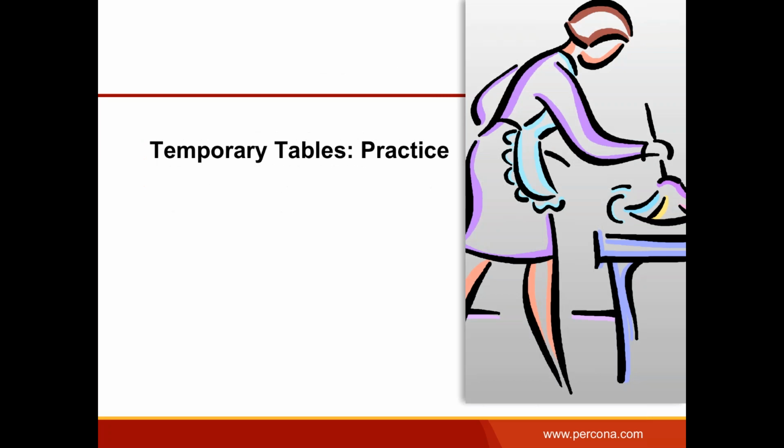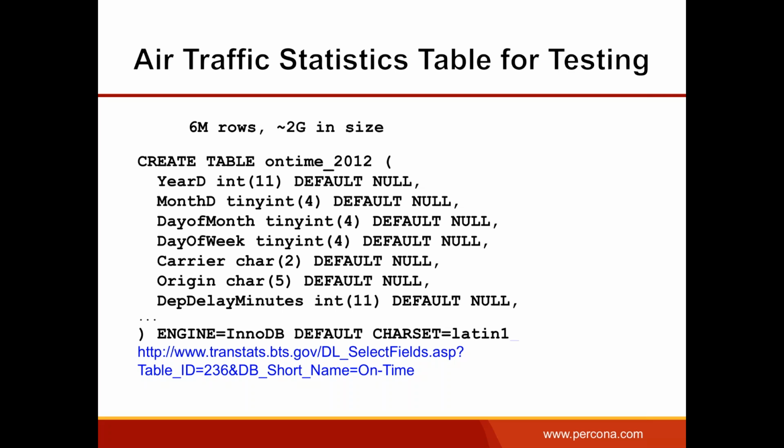So let's talk about the practice and temporary table optimizations. How do we clean them up? I did this example and this benchmark a while ago, and again I used the air traffic statistics table. This table is for flights in 2012. This table has about 6 million rows and approximately 2 gigabytes inside. So it's not that large, but it's good as an example. And here you can see the website URL where you can download this information and do your own test if you wish.